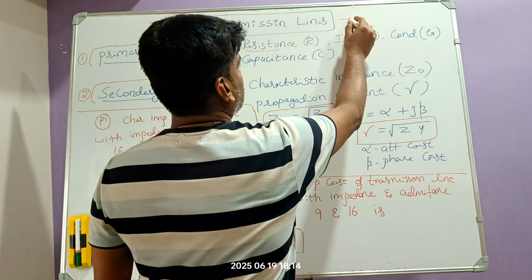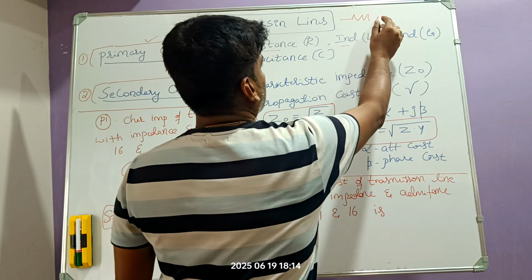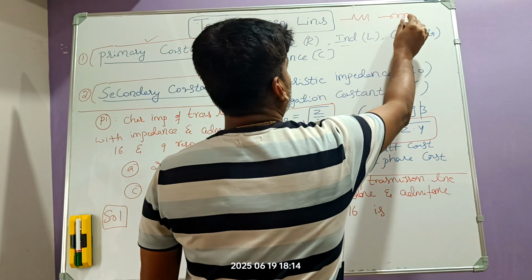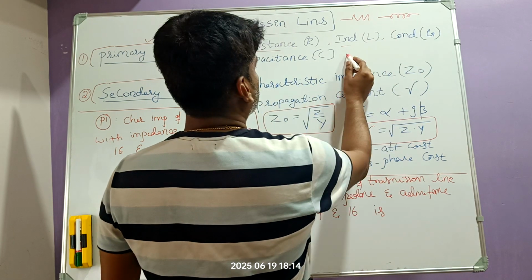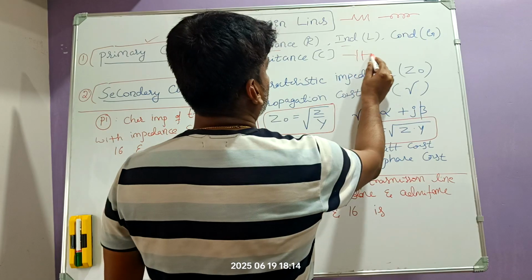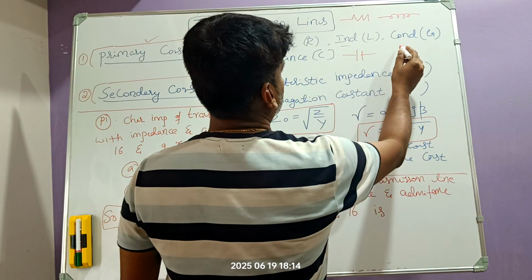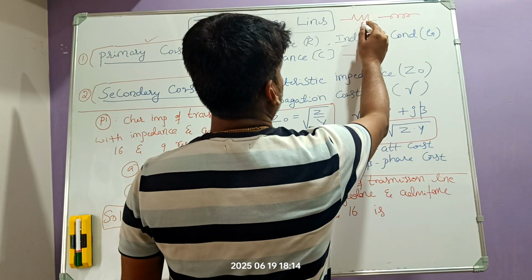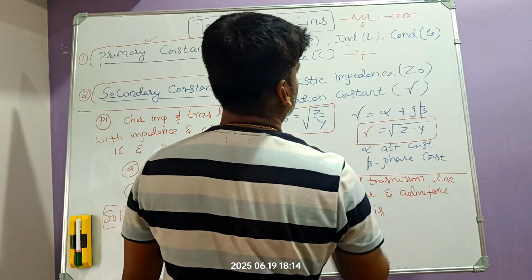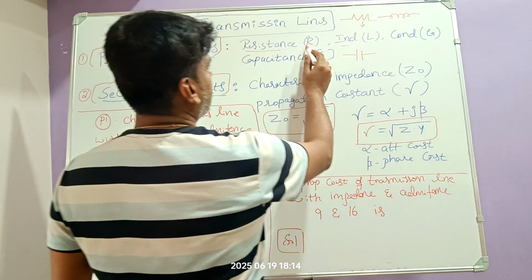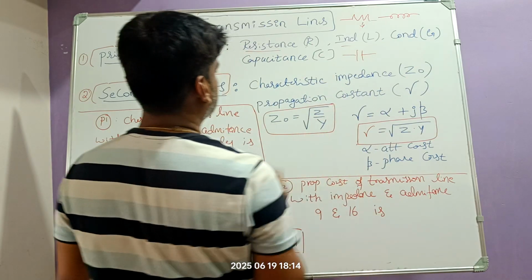Resistance, inductance, then capacitance, then conductance, right? So the inverse of this is a conductance. So which is represented by R, L, G and C.